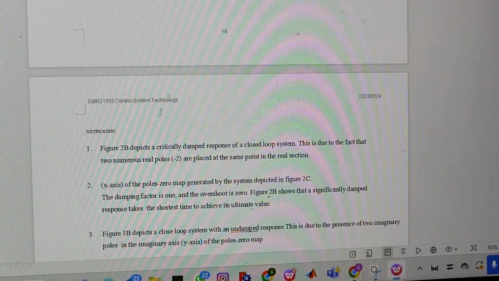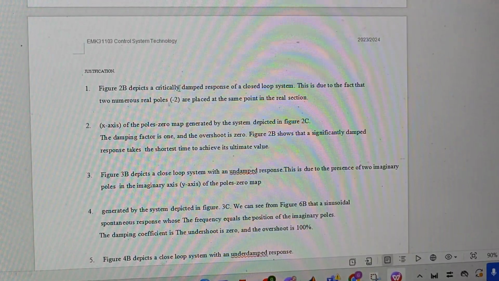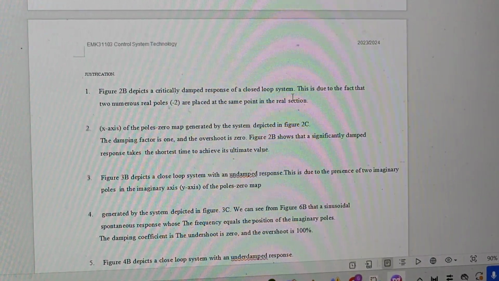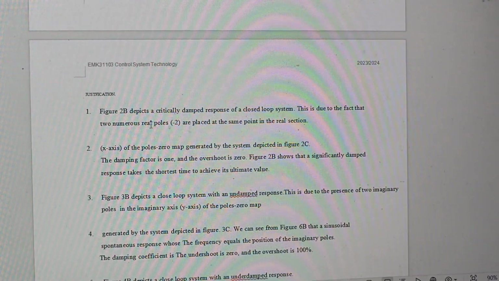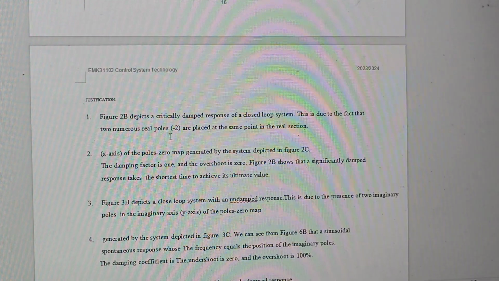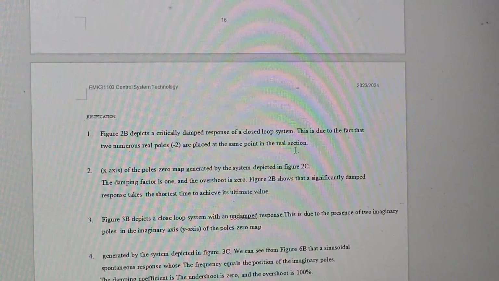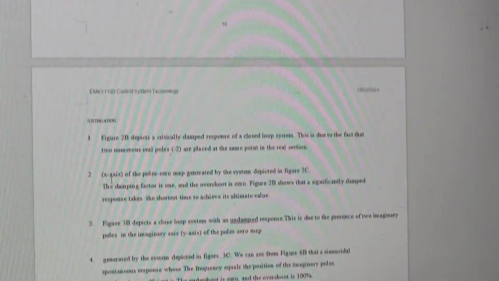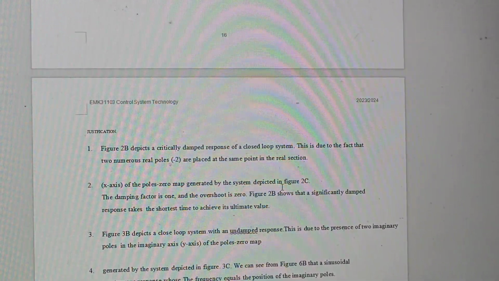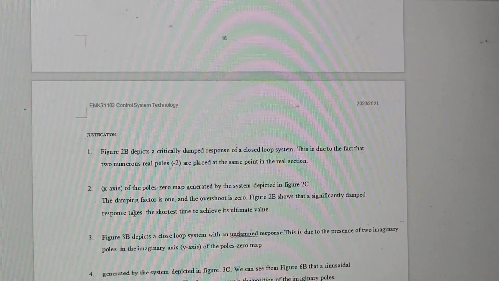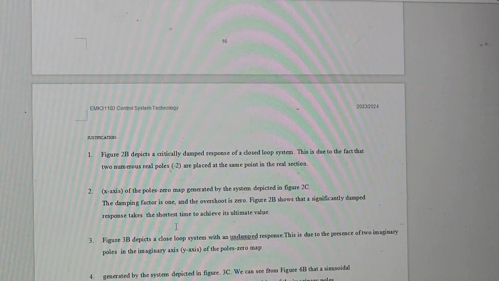And for justification, figure 5b depicts a critically damped response of a closed loop system. This is due to the fact that two real poles, which are negative 2, are placed at the same point on the real axis. For the pole zero map generated by the system depicted in figure 2c, the damping factor is 1 and the overshoot is 0. Figure 2b shows the overdamped response with no overshoot.